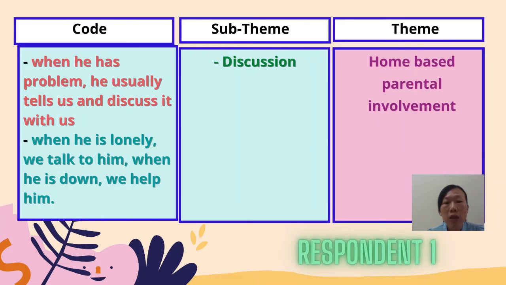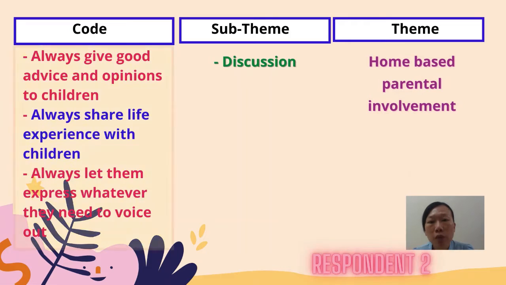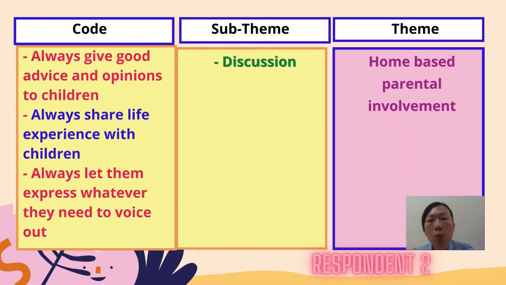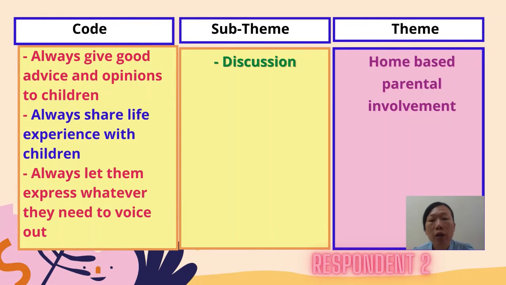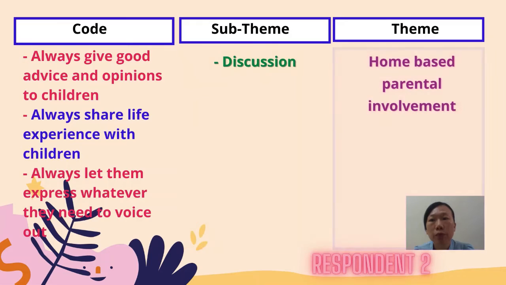When his son is lonely, he will talk to him. When he is down, he will help him. For the second respondent, when her children have problems, she will always give them advice and opinion. She will also share her experience with them. She will always let them express whatever they need to voice out so that they won't keep it to themselves.